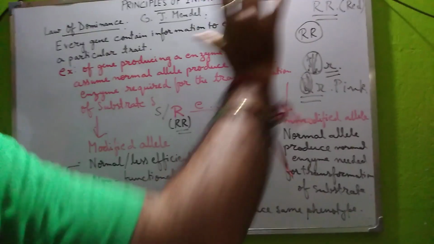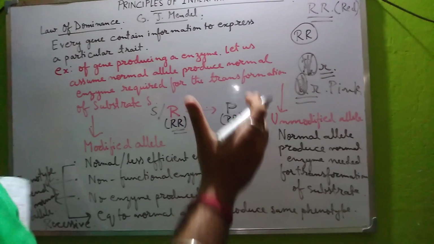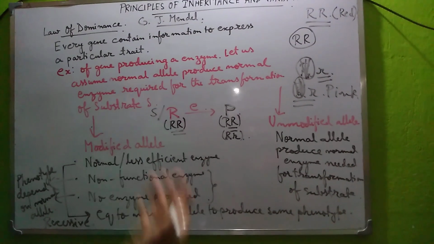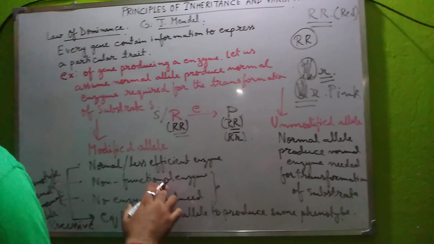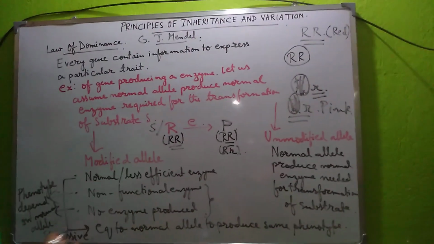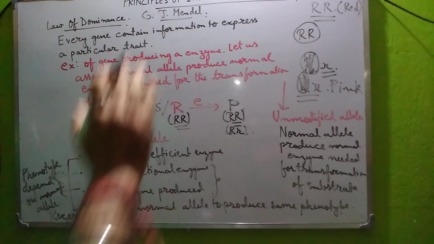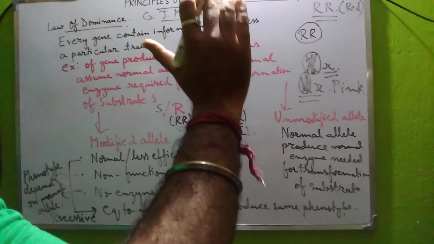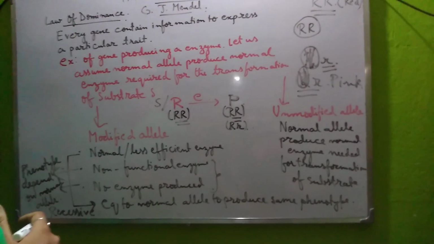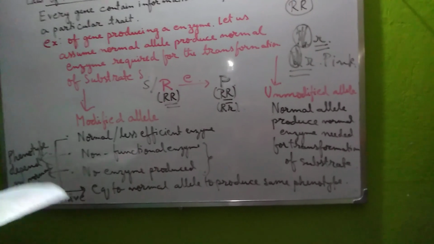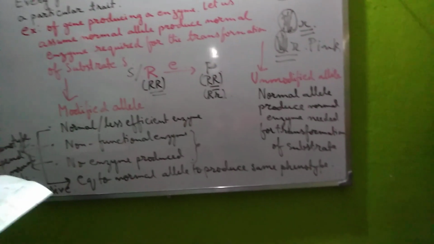Suppose I am a right-handed person. If my right hand somehow gets damaged, then I will be working with my left hand. That is what I am talking about here. That is the non-functional enzyme. That is the recessive one, which we call. Dominant is this one, this hand. When I am not able to work with my right hand, then my recessive hand, the left hand, will be functional at that time. So this is what the law of dominance is.